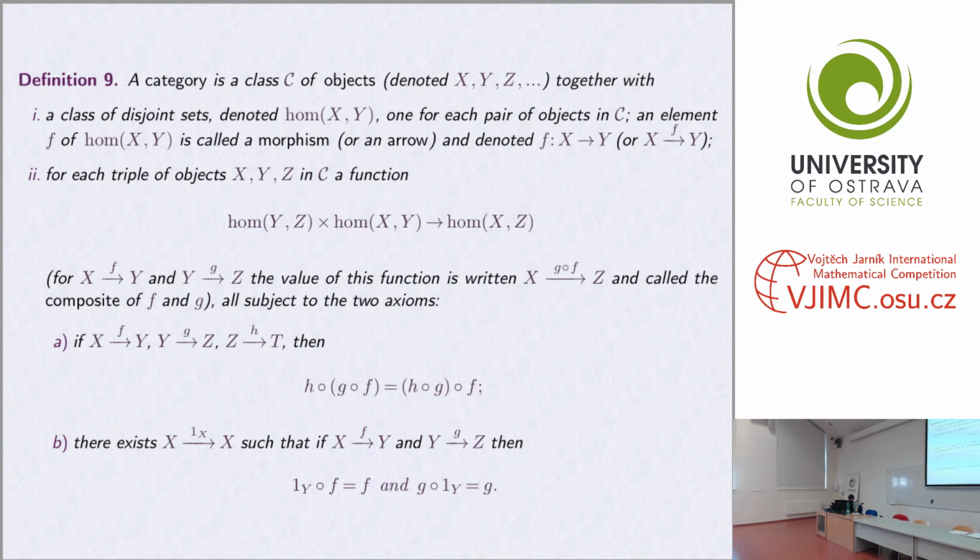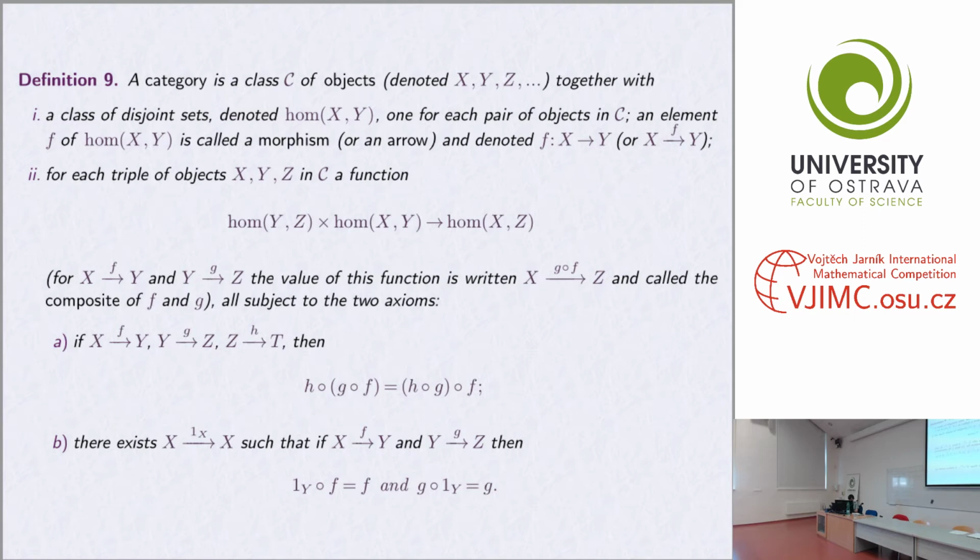is, maybe a better name than a function is a binary operation on those sets of morphisms, which to two morphisms, one going from x to y and another one going from y to z, assigns a new morphism that goes from x to z, which satisfies some very natural properties.